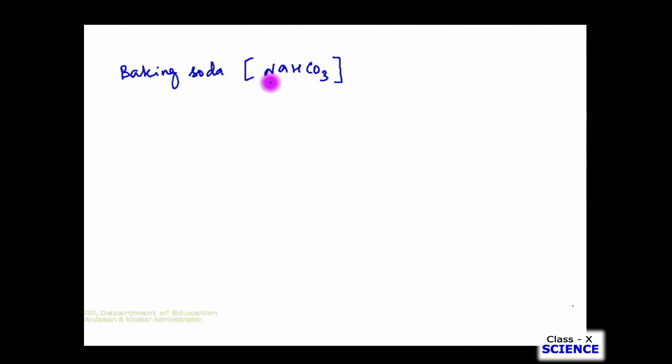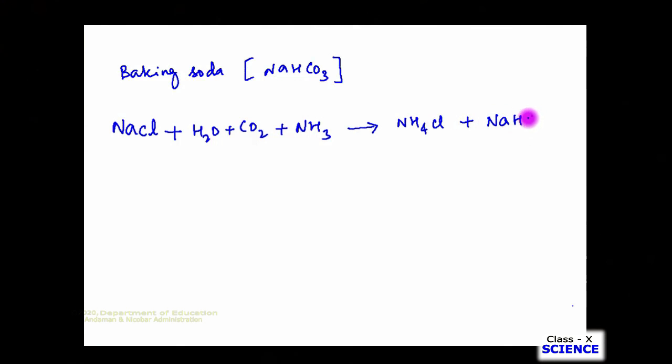Now let us see how it is prepared. The main raw material for the preparation of baking soda is sodium chloride. Dear students, when sodium chloride is made to react with some other chemical substances such as water, carbon dioxide and ammonia, NH3, then we get two products, namely NH4Cl plus the main product NaHCO3, that is baking soda. So this is how baking soda can be prepared by making use of this chemical reaction.